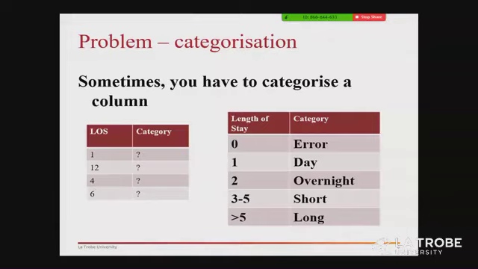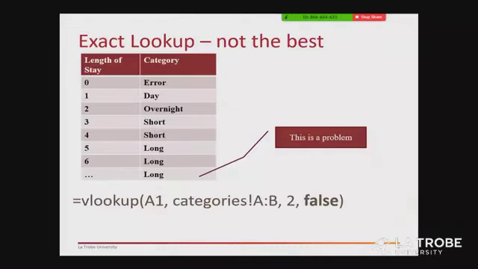So, categorization. Sometimes you have to categorize things. For example, you could categorize this column with a VLOOKUP, with an if statement, or with an exact lookup. In an exact lookup you just say 0 is error, 1 is single day, 2 is overnight, short, short, long, long, long. But then you have to keep filling in the longs all the way down because you don't know how far greater than 5 goes, so the exact lookup doesn't work so well. That's what the formula would be if you were going to do it.